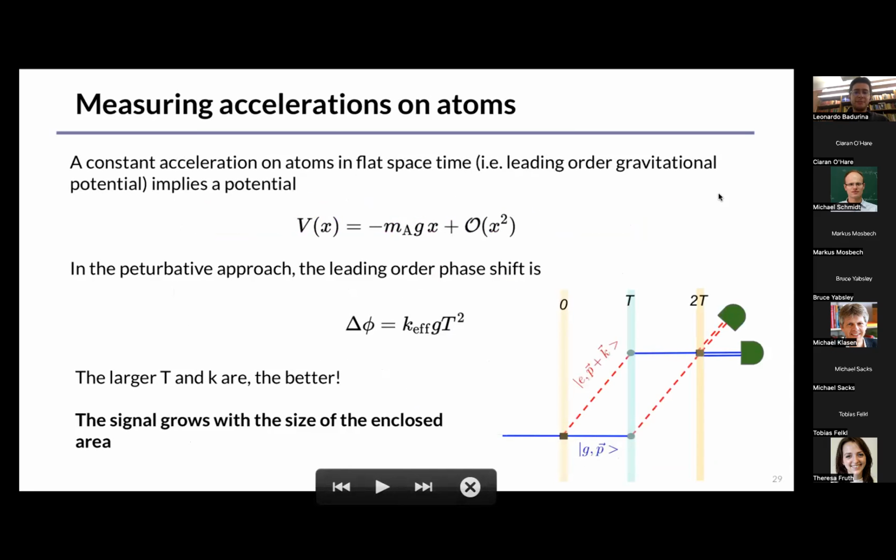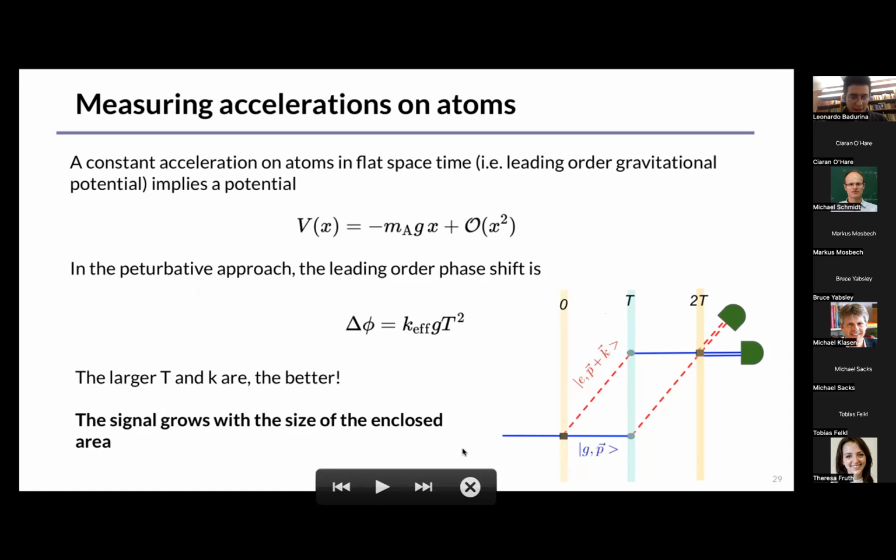So, I have an example here about how accelerations can be measured. Suppose, for example, that there's a constant acceleration on atoms. Then we can calculate what the leading order phase shift is by correcting our Lagrangian with this new potential here to leading order in g and x. And so via the perturbative approach I mentioned earlier, you can calculate that the leading order phase shift goes like k_eff times g times T squared, where k_eff has to do with the momentum imparted onto the atoms at these beam splitter pulses, and T instead is this interrogation time here. So as we can see just from this expression, the larger T and k are, the better, right? Because we want to make this delta phi as large as possible.